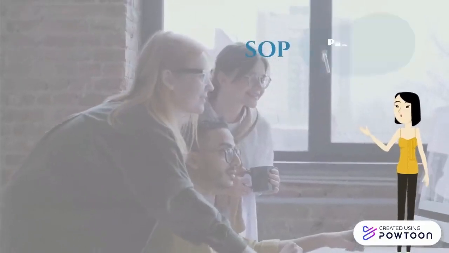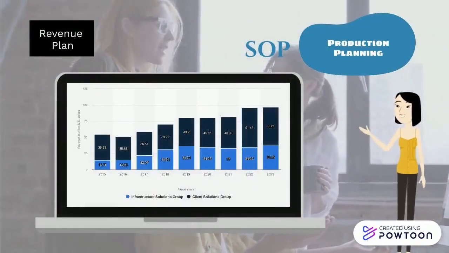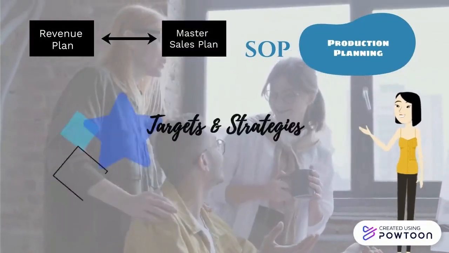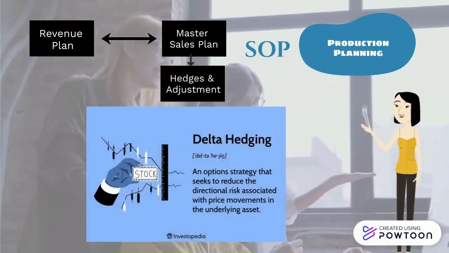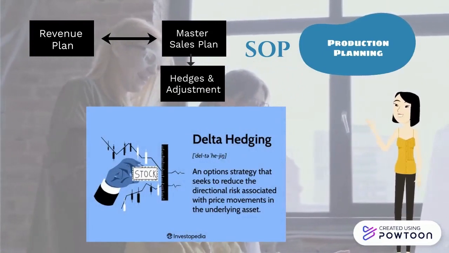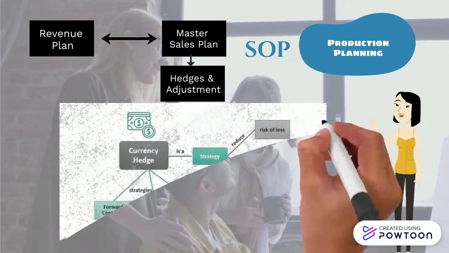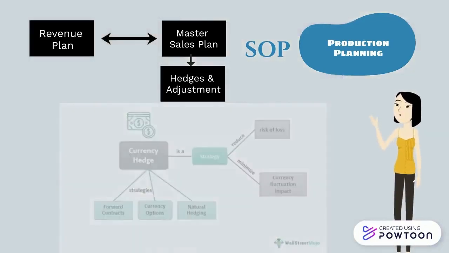Now, let's explore some key aspects of Dell's production planning process, including a revenue plan that involves forecasting expected revenue, a master sales plan outlining sales targets and strategies, hedges and adjustment. Dell may assess and implement hedges or adjustments to account for potential changes or uncertainties in the market. For example, if there are fluctuations in currency exchange rates or commodity prices, Dell may use financial instruments to hedge against adverse effects on costs.